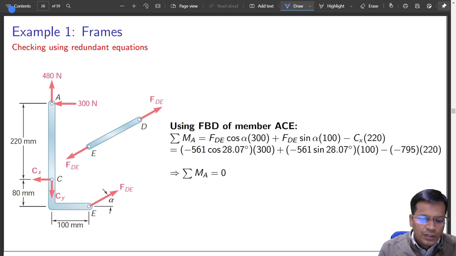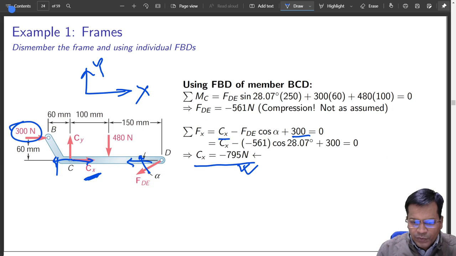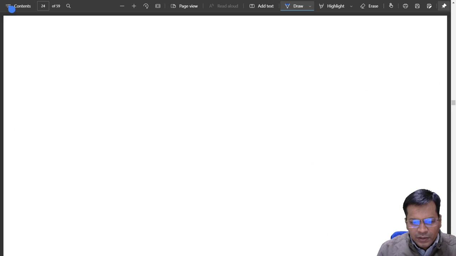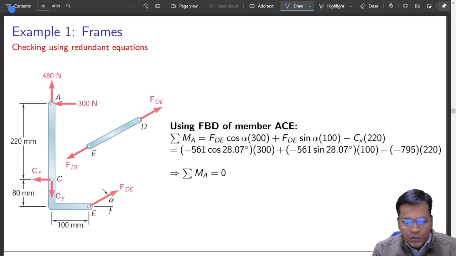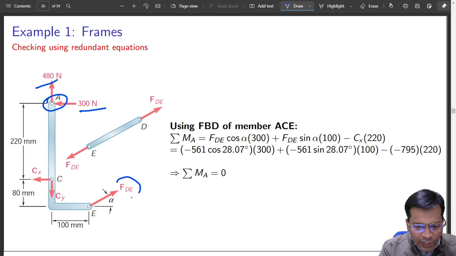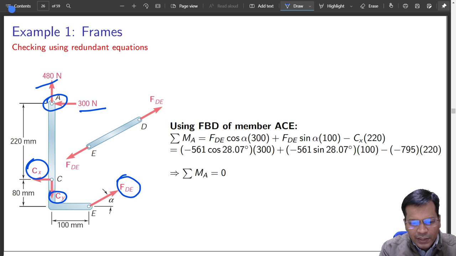Now I'll look for another member, which is something like this. If you want me to put the figure back, this time I'll consider this member. This is another member. So coming here, what do I see? I have already found out this force. I have already found out this and this using earlier solutions. The value of this is known, the value of this is known, Cx and Cy were also known. So now everything over here is known.